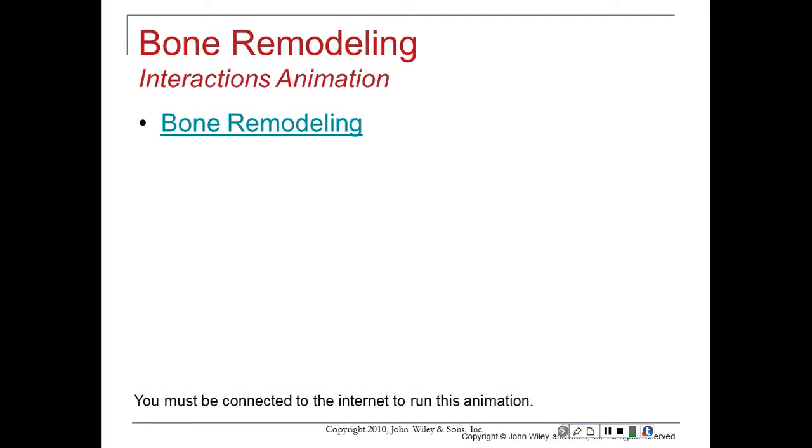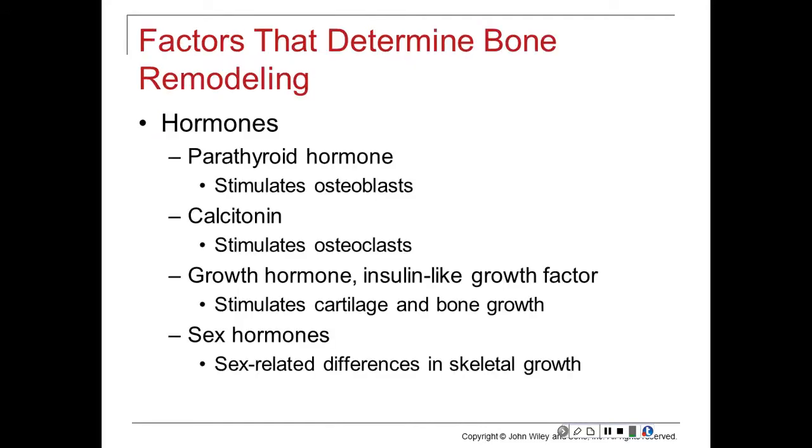This animation goes through bone remodeling. Some factors that determine bone remodeling are hormones. The parathyroid hormone is a hormone that's going to stimulate bone building. It's going to stimulate the osteoblast. Calcitonin is going to do the opposite. It's going to stimulate osteoclast activity.